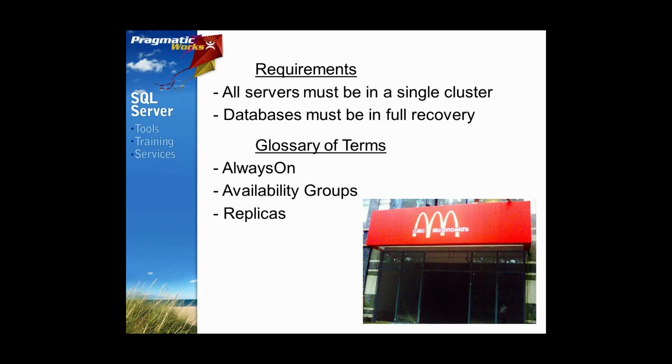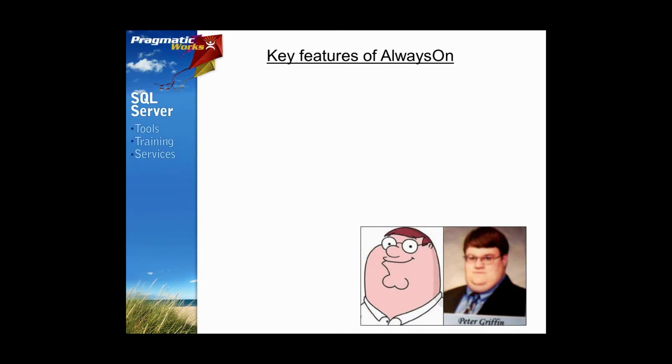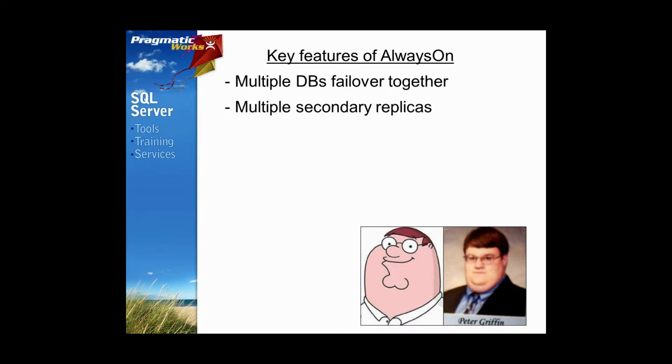Okay, let's move on to some of the key features of Always On. The first one is that you can have multiple databases in one availability group, and that is huge, because currently in 2008 SQL, you can only have one database failover at a time. Whether it's automatic or manual, only one database can be replicated to a mirror. You can have multiple databases on one server replicated to multiple databases on another mirror, but they are individual mirror setups.